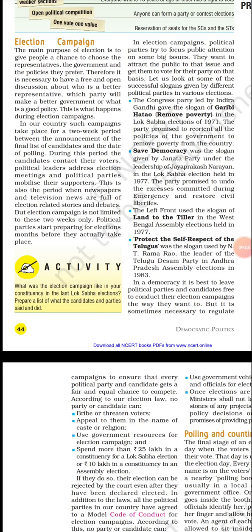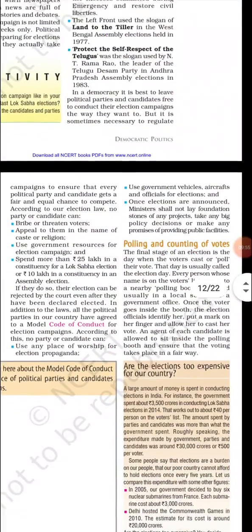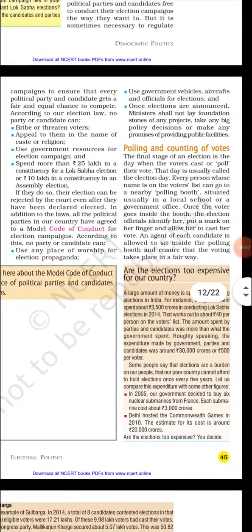Now the polling and counting of votes. What is polling? Polling means giving your vote, right? Initially, we have already discussed the voters list. Every person who is eligible to vote has their name enlisted in the voters list. These persons are eligible for voting, and a date has been decided for the election. Within a month, all over India, elections will be held.